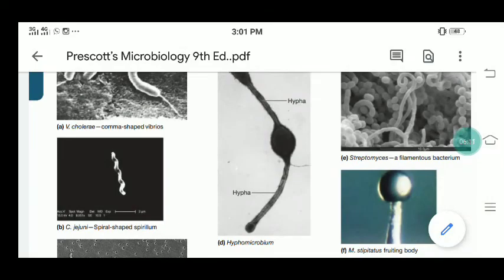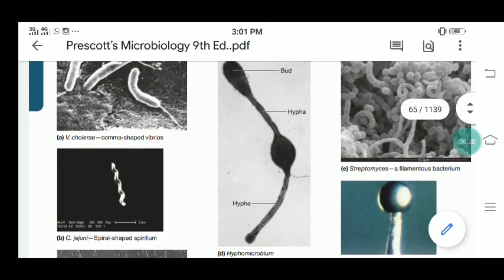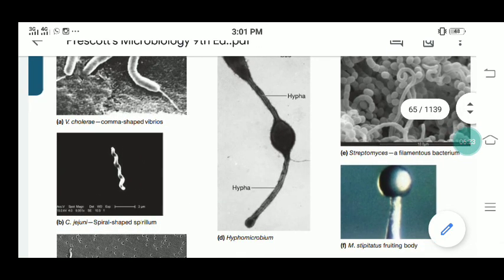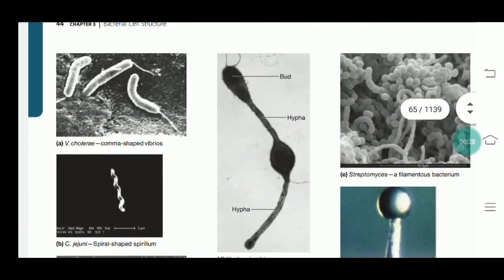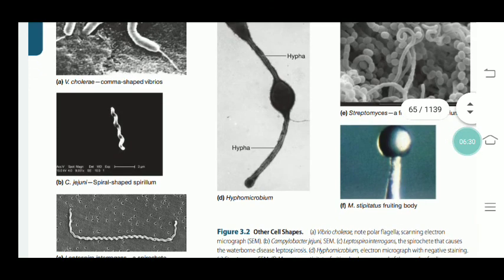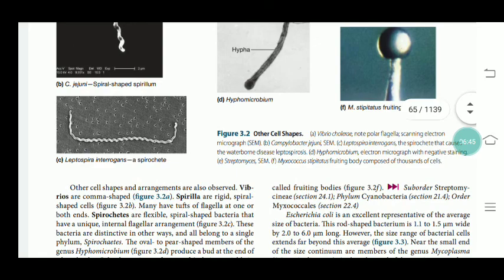Now we are going to discuss some more shapes of bacteria, like Vibrio cholerae, the main cause of cholera, having a comma shape. You can see it in the figure. Then Campylobacter jejuni, a spiral shaped bacterium. Streptomyces is a filamentous bacterium, somewhat like fungi with fruiting bodies. And spirochetes have a spiral shape and are present in our tooth tartar.